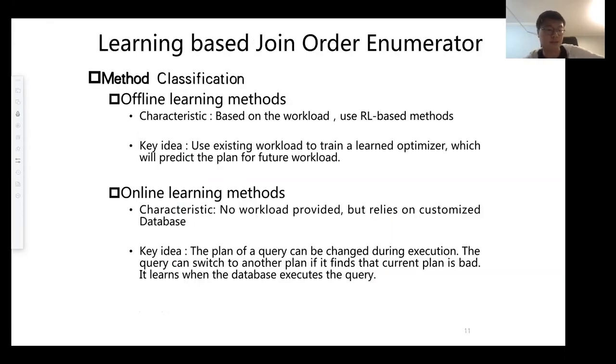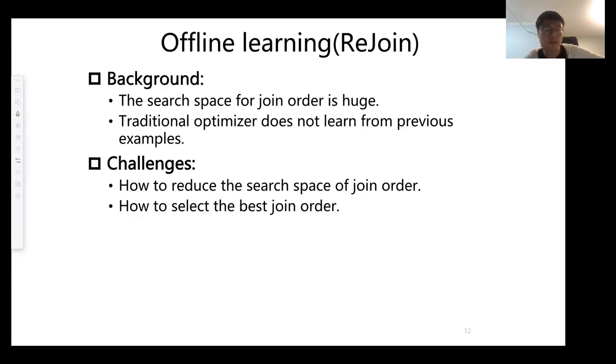We categorize the current learned join order selection methods into two categories. First is offline learning methods. They predict based on the previous workload using reinforcement learning based methods. The online learning methods do not need the workload, and the plan of a query can be changed during plan execution. The query can switch to another plan if it finds the current plan is bad. So it learns when the database executes the query. Let's first see the offline learning method.